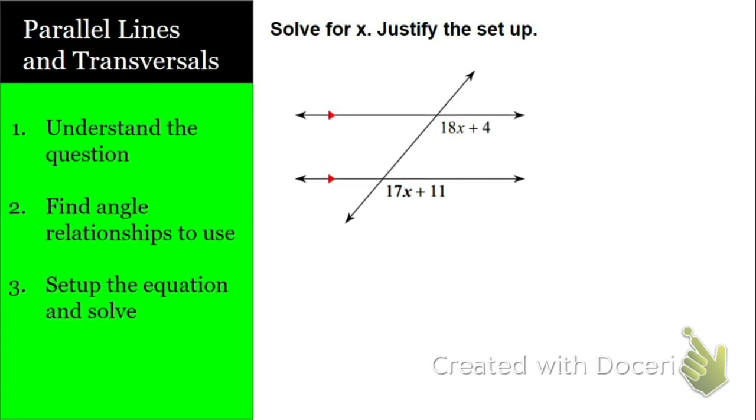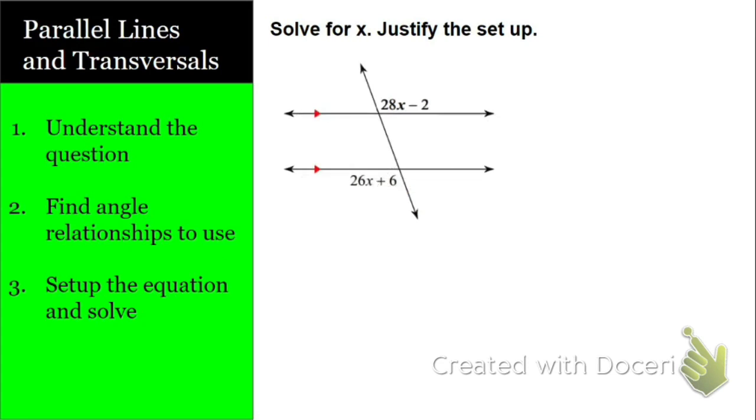Now let's complete our last example. Same thing, we're solving for x, but we first have to pay attention to our setup. Based on where everything is, we have one angle outside of my parallel lines, and the other angle outside of the parallel lines, but they're on opposite sides of my transversal. So this is considered to be alternate exterior angles. Alternate exterior angles are congruent, meaning I can set them equal to each other. So that means 28x minus 2 is going to be equal to 26x plus 6.